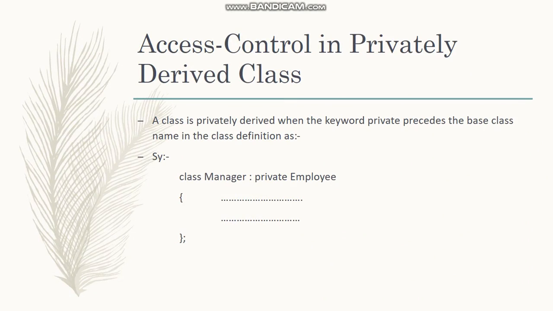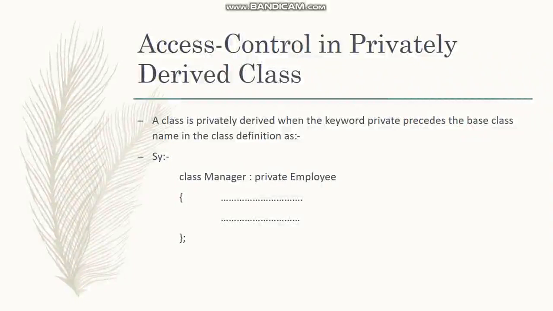Now let us see how it privately derives the members. So instead of writing public, we will write private over here. Let us see the definition. A class is privately derived when the keyword private precedes the base class name in the class definition. So here, as you can see in the syntax, the class keyword is written, then the derived class name is given, a colon is given, and instead of public we have written private and then the base class name.